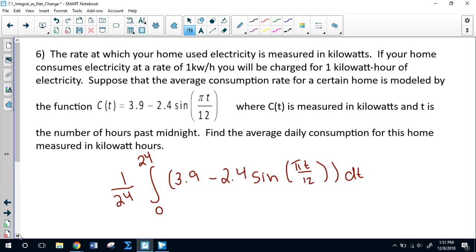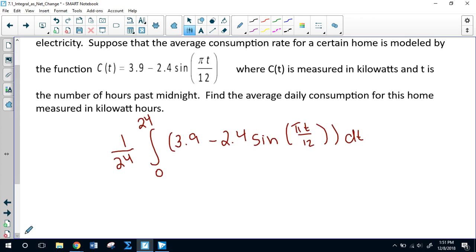And notice this should look a lot like your average value formula from, I think that was chapter 5. So kind of similar to what we did in chapter 5. And when you evaluate this whole thing, you should get that the average consumption is 3.9 kilowatts per hour. Okay, again, do it yourself. Make sure you believe what I did. Check to make sure I didn't make any mistakes. And move on to the next problem when you're ready.